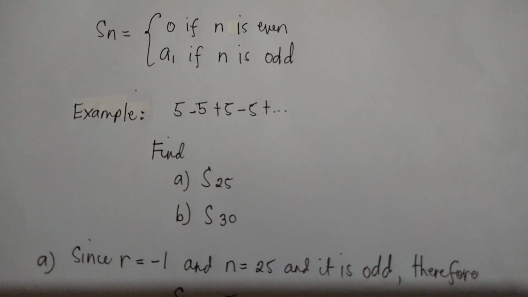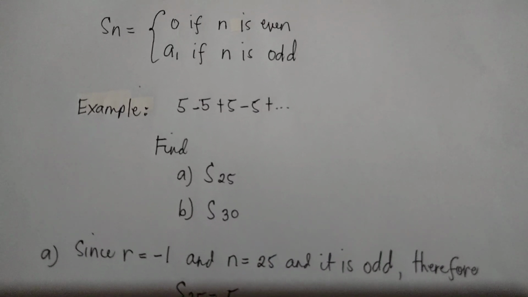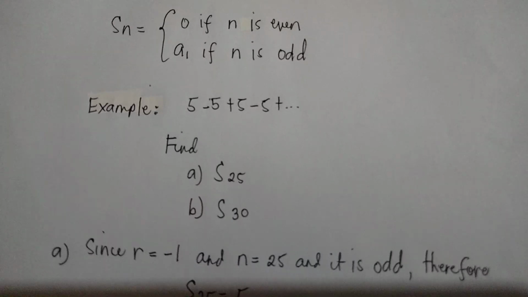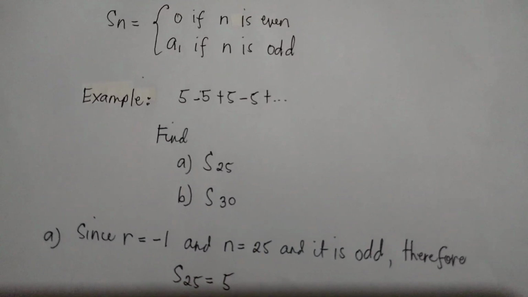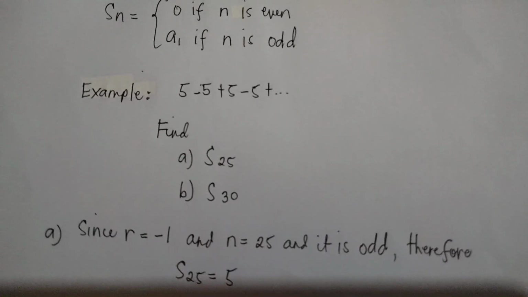Example, 5 minus 5 plus 5 minus 5 plus so on. A. Find S sub 25. B. Find S sub 30.